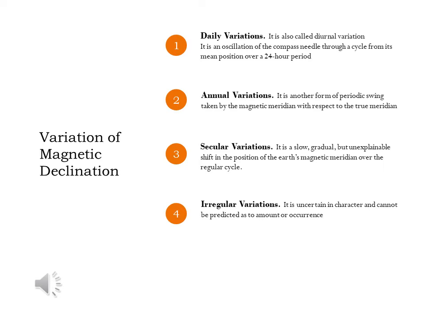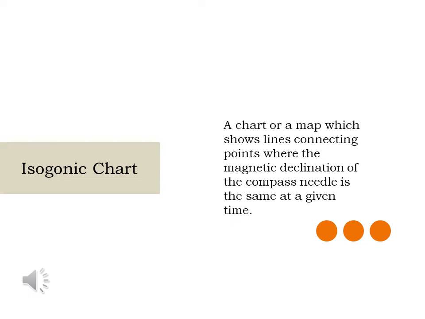Secular variation. It is a slow, gradual, but unexplainable shift in the position of the Earth's magnetic meridian over a circular cycle. Irregular variation. It is uncertain in character and cannot be predicted as to amount or occurrence. Isogonic chart. A chart or a map which shows lines connecting points where the magnetic declination of the compass needle is the same at a given time.